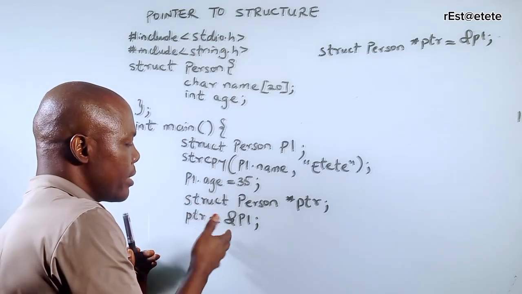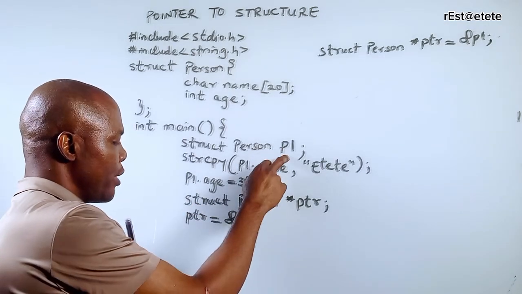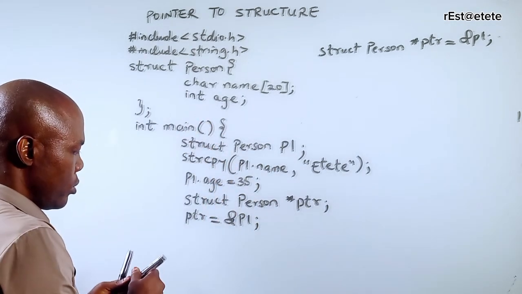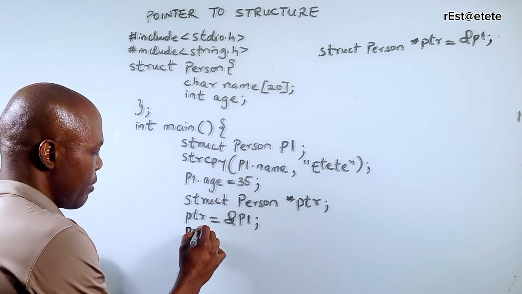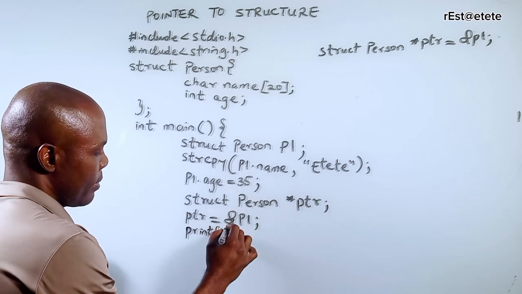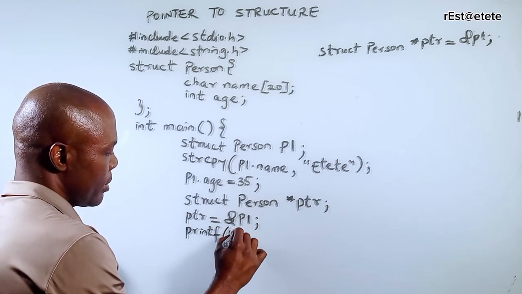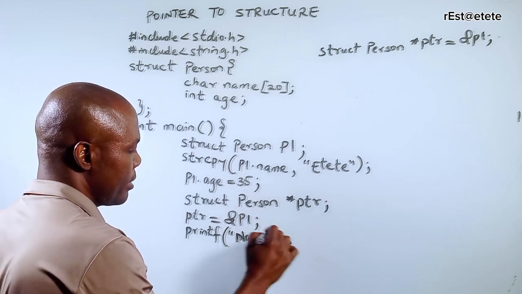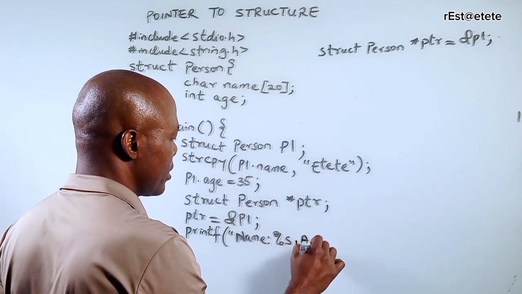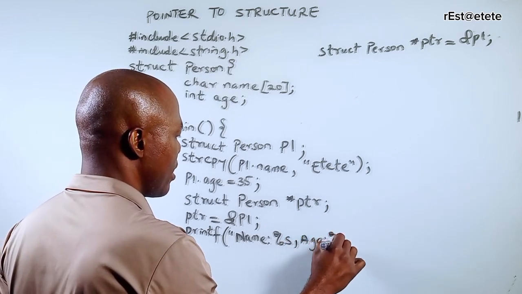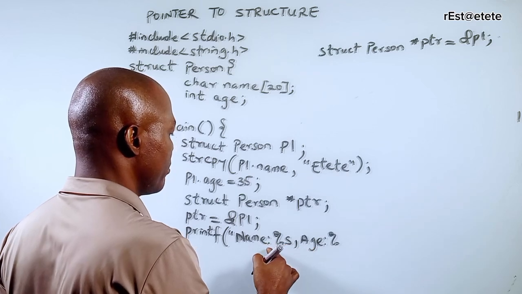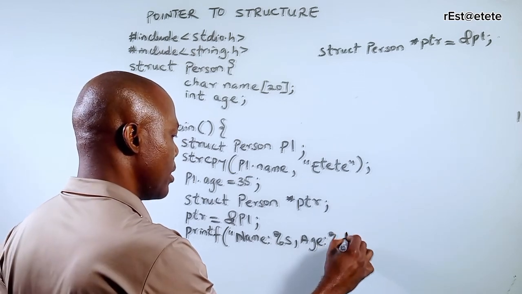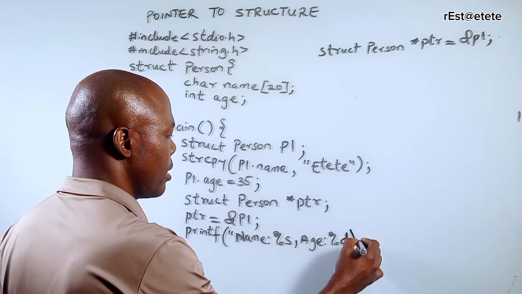So now that I've assigned the address of this variable to my pointer, I want to use this pointer to access the members. To do that, I'll simply say printf, name percentage s, comma, age percentage d, since age is what? Integer.